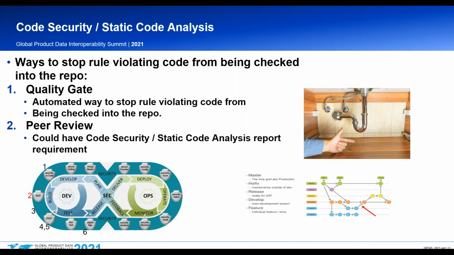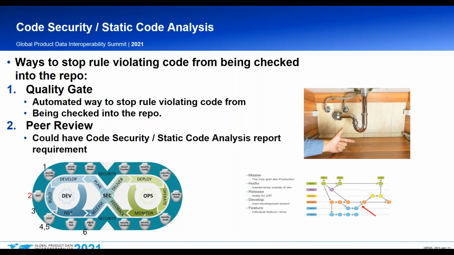Now, remember, anytime you have something automated, it can also cause issues because static code analysis tools, whether we're talking Fortify or Coverity, SonarQube, Clockwork, there's many of them. There's plenty of false positives. And if we set up an automated way to stop rule violating code from being checked in, you are definitely going to be slowing down development time, which some may think is a good thing.